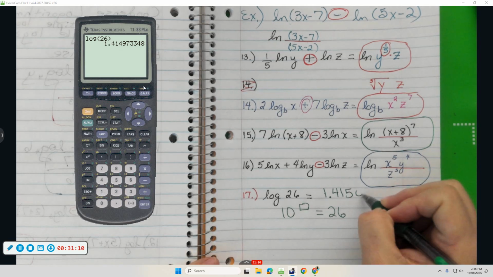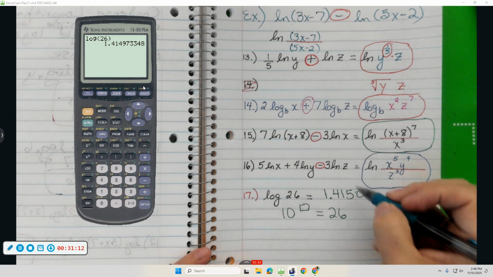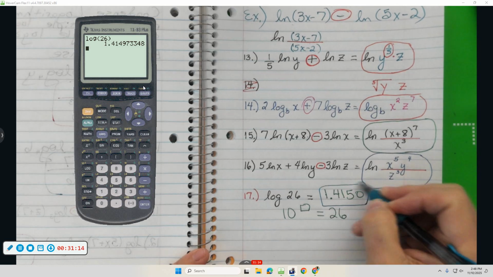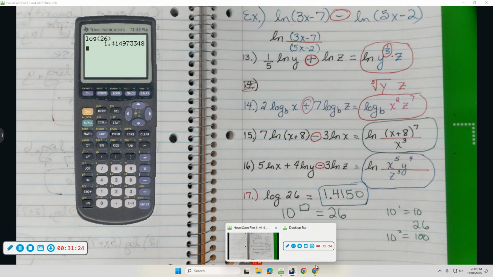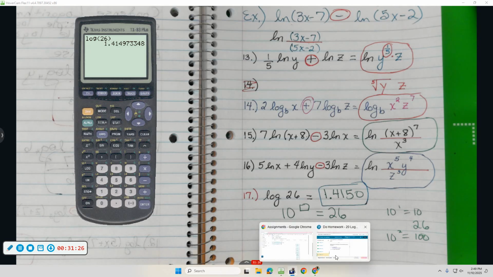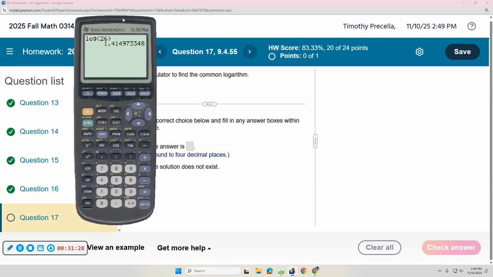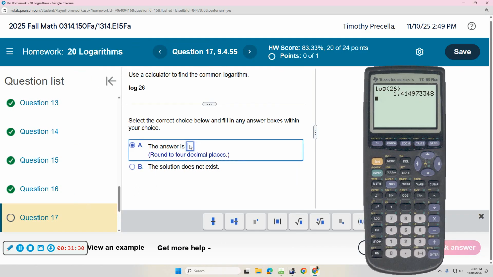The actual question is, how did they figure this out before calculators? Slide rules. And tables. Tables and slide rules. So let's punch it in. 1.4150.